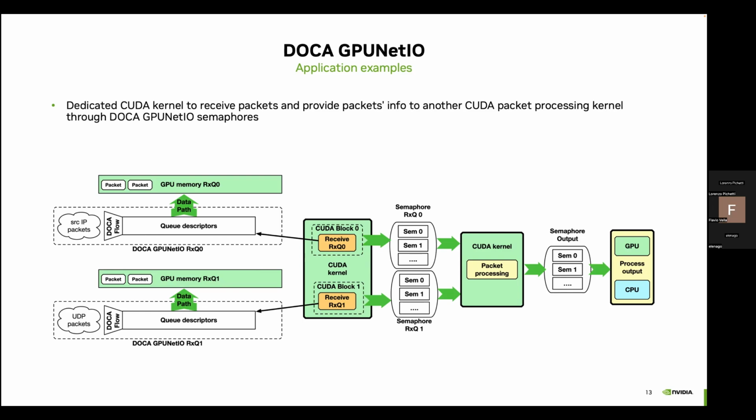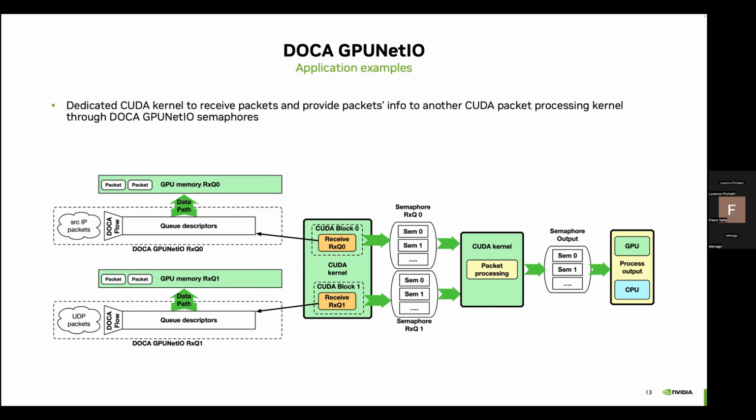And you attach the queues to GPU memory. Once this is done, you can launch. This is just an example. You can do whatever you want, of course. But an example is that you can launch a CUDA kernel on the GPU, where each CUDA block is dedicated to a different receive queue. So for example, CUDA block 0 will receive from Q0, CUDA block 1 will receive from Q1, and you already know, thanks to DOCA Flow, which kind of packet you will get out of that queue.